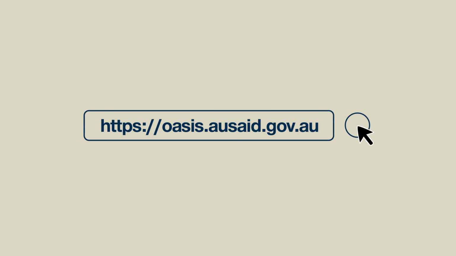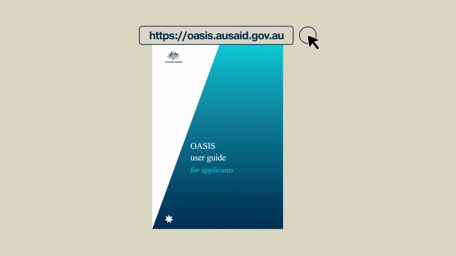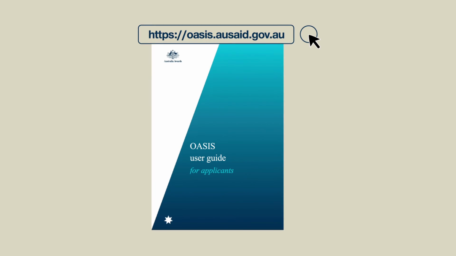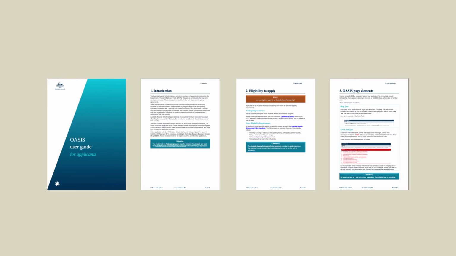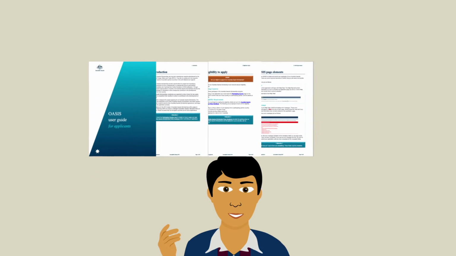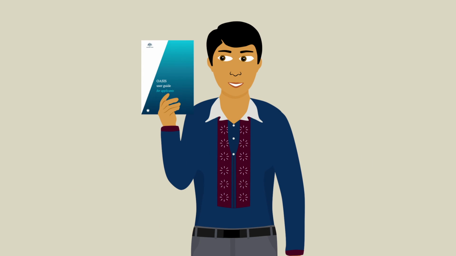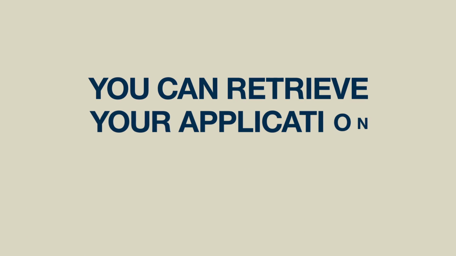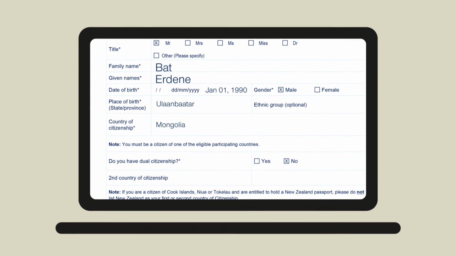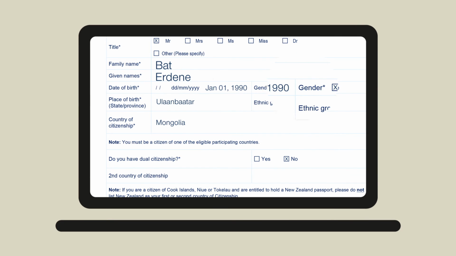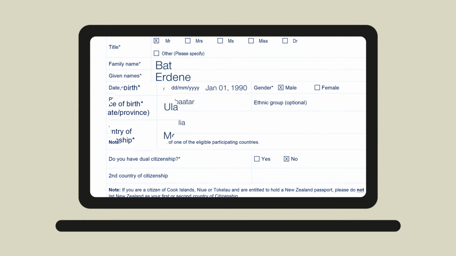You should download the Oasis User Guide for applicants. There is a link to it on the How to Apply page of our website. This booklet explains the requirements for each section. Have it with you as you complete the form. You can retrieve your application at any time up until the closing date. This means you can work on it as often as you like until you are completely satisfied.